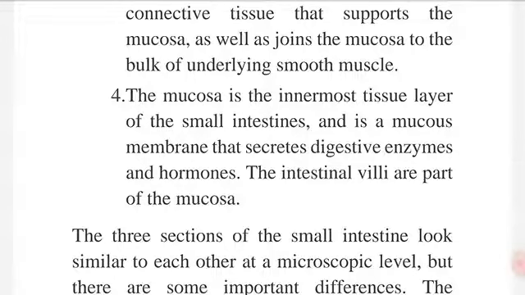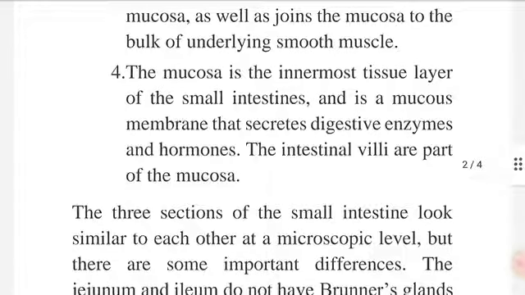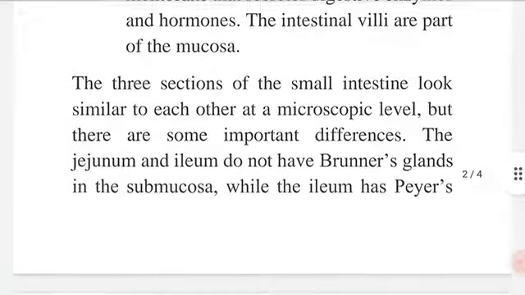And the fourth one is the mucosa. It is the innermost tissue layer of the small intestine and is a mucous membrane that secretes digestive enzymes and hormones. From the cells of this layer, digestive enzymes and hormones are secreted. The intestinal villi are part of the mucosa. So these four layers are present in the small intestine.